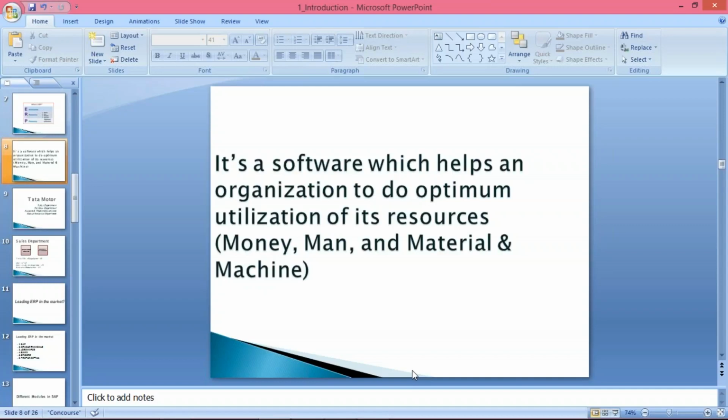Banks used to maintain registers or books for lots of things. Computers were very few, and were being used only some 30 years back. So what was the disadvantage? The disadvantage was that a huge number of employees and resources were required in those days.